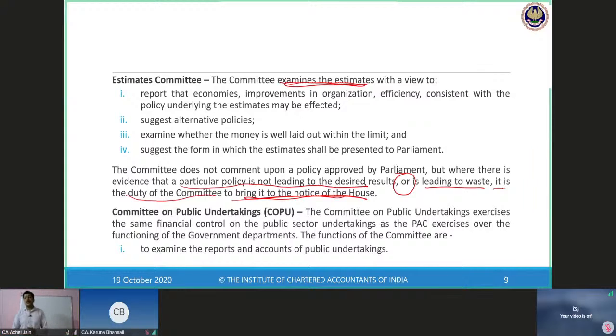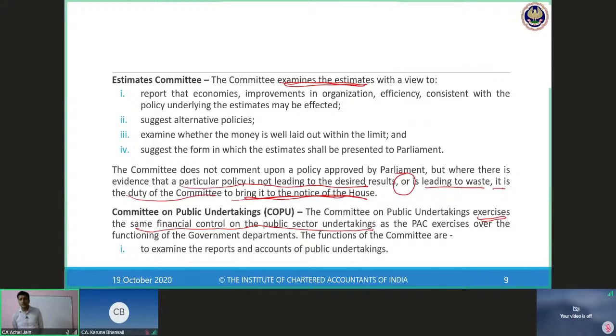Next is Committee on Public Undertakings. This committee exercises the same financial control on the public sector undertakings as the PAC. PAC is the authority which we just discussed, exercises over the functioning of government departments. And what's the functions of this committee?